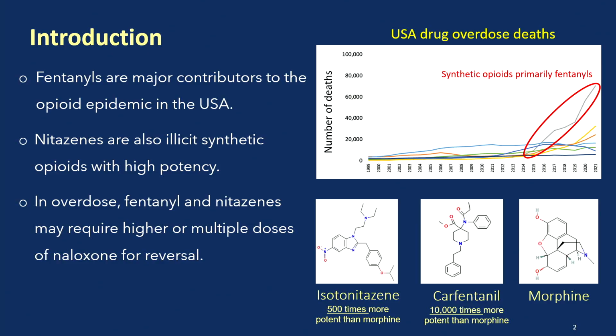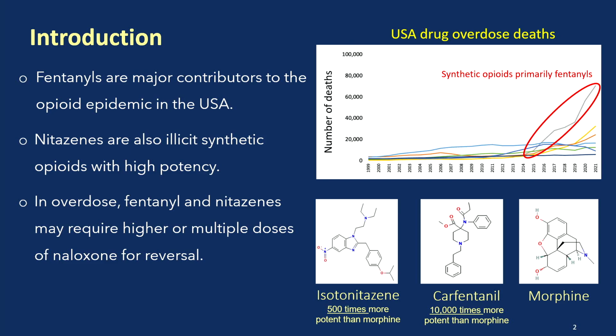So, introduction. Fentanyls are major contributors to the opioid epidemic in the USA. The graph here shows the number of overdose deaths from 1999 to 2021. As you can see here, there has been a sharp increase in deaths related to fentanyls from 2015 till today. Nitazenes are also illicit synthetic opioids, and recently there has been emerging deaths involving nitazenes. Both fentanyls and nitazenes are highly potent opioids.